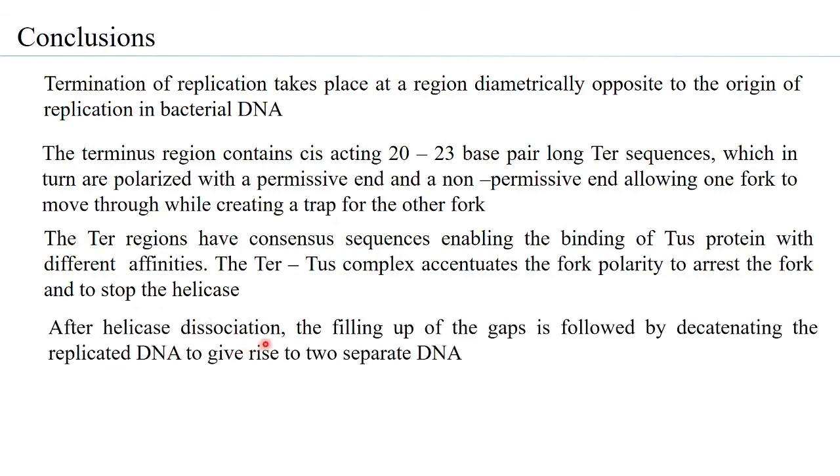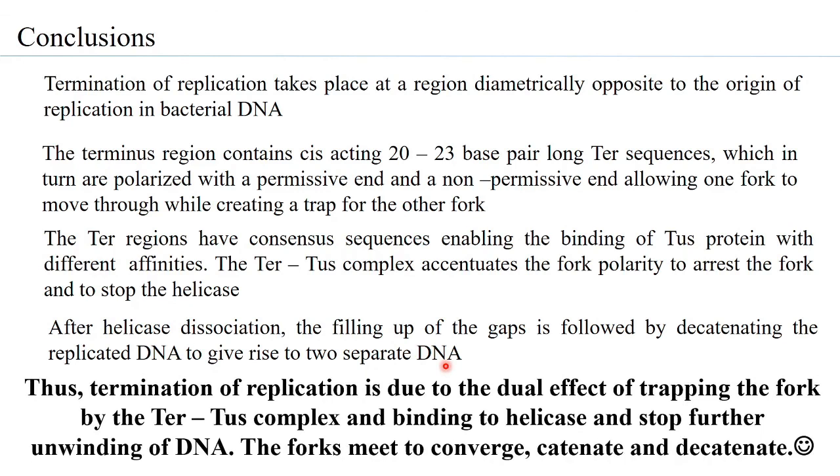So after helicase dissociation, the filling up of the gaps is followed by decatenating the replicated DNA to give rise to two separate DNA. Thus, termination of replication is due to the dual effect of trapping the fork by the Ter-Tus complex and binding to the helicase to stop its helicase activity. The forks meet to converge, catenate, and decatenate, thereby leading to termination.